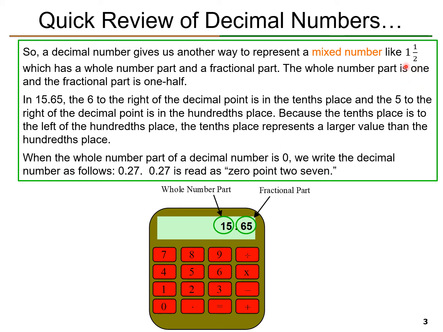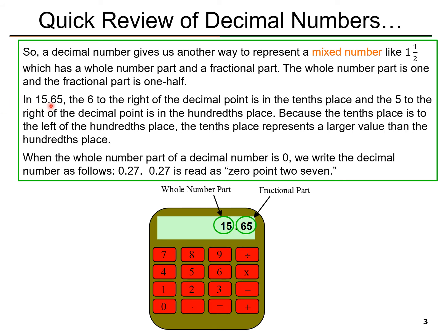The whole number part is 1 and the fractional part is 1/2. So basically a mixed number and a decimal number tell us the same thing. But with a mixed number, the part that is less than 1 is represented with a fraction. Like in this example, 1/2. But with a decimal number, the part that is less than 1 is represented to the right of the decimal point.